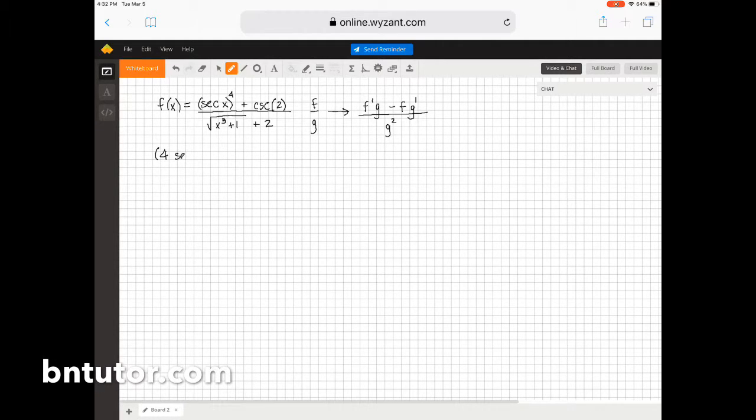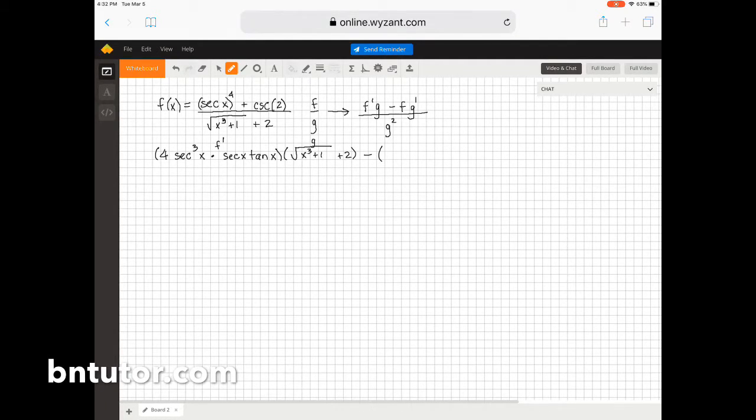We'll begin by taking the derivative of the numerator. Secant x to the fourth can be done with chain rule: 4 times secant cubed of x, and then doing chain rule, the derivative of secant is secant x times tangent x. Note that the derivative of cosecant of 2, since cosecant of 2 is just a number, becomes 0, so we can ignore it. Then we multiply by the function g, square root of x cubed plus 1, plus 2. We'll then subtract the next part.